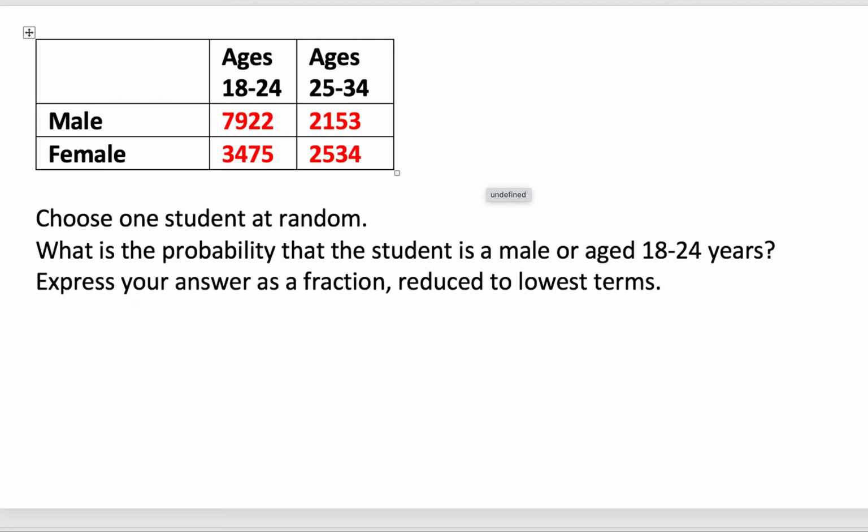All right, so let's look at another one. What is the probability that the student is a male, and here's my word "or," age 18 to 24? So I'm going to do the same thing. I'm going to check whether the events are mutually exclusive or not.